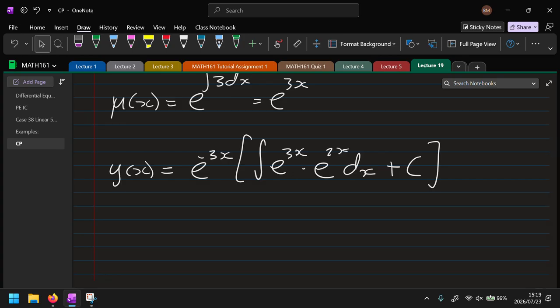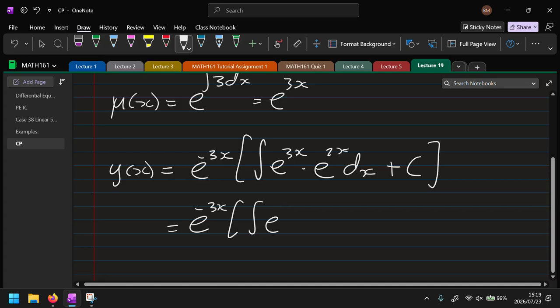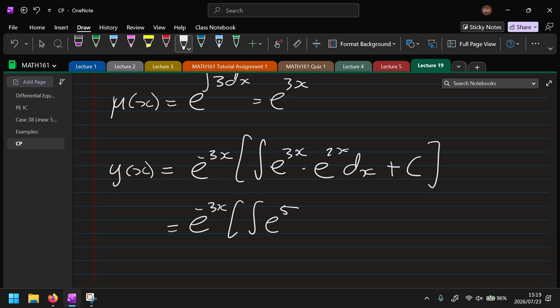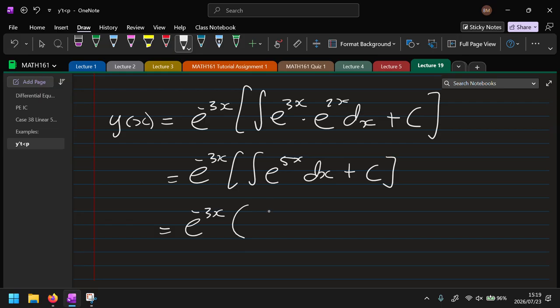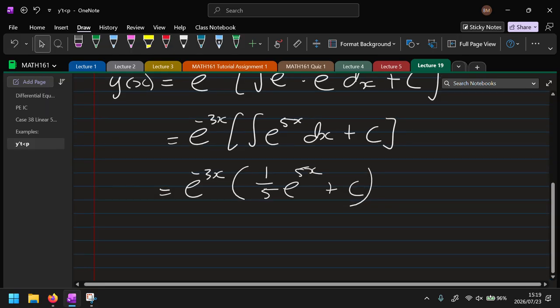Okay. Two exponentials. Okay, we can put those together. So this will be e to the minus 3x, integral e to the 5x. Sorry, that's a 5. Plus c. So e to the minus 3x. Easy enough, we just take the 5 down. So 1 over 5, e to the 5x plus c. And then we can put the exponential inside.